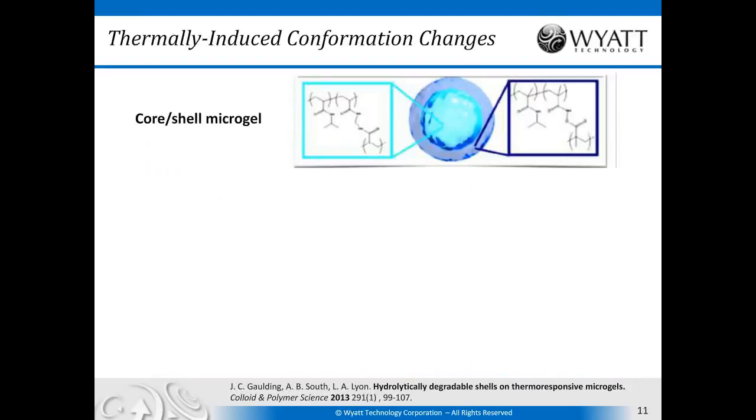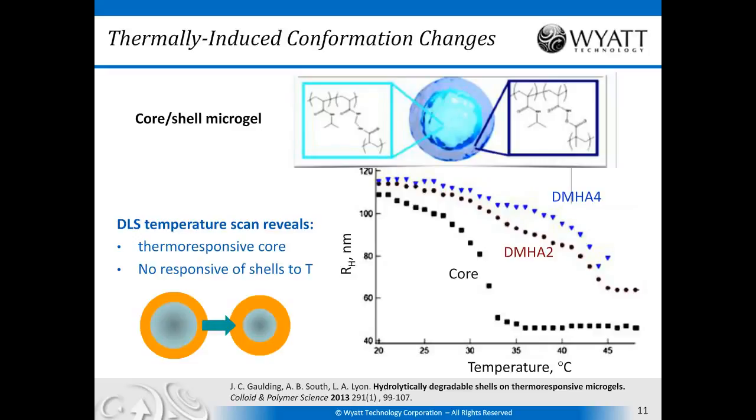This is what we can learn from dynamic light scattering, and let's apply that now to some interesting nanoparticle challenges. So the first example would be a core shell microgel. You can see the core over here and the narrow shell. This microgel was exposed to temperature scans.